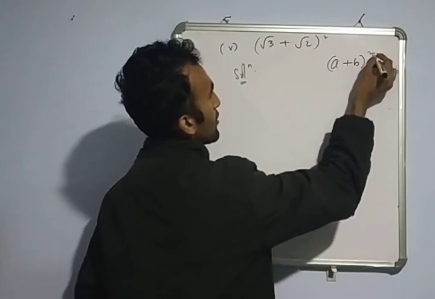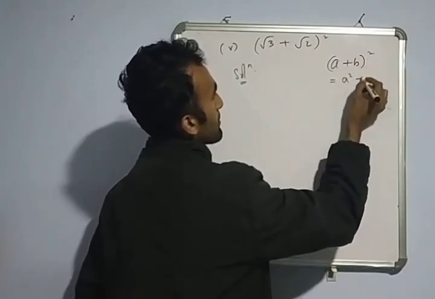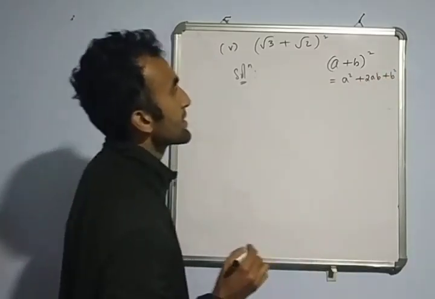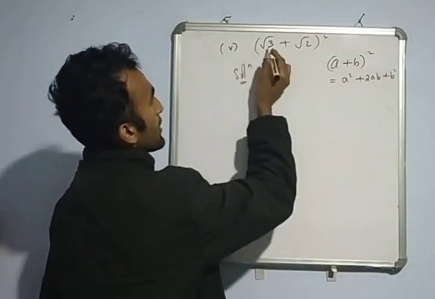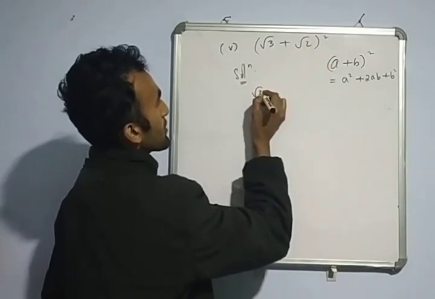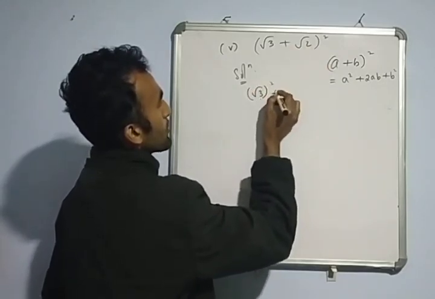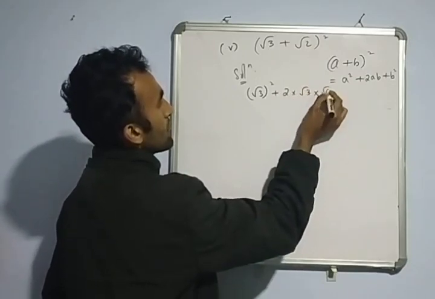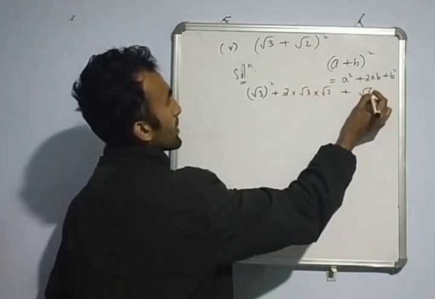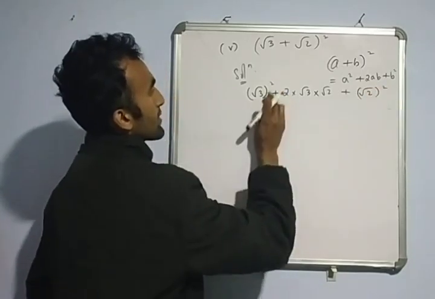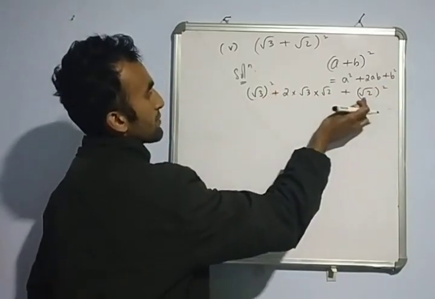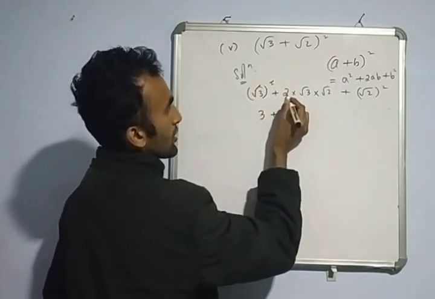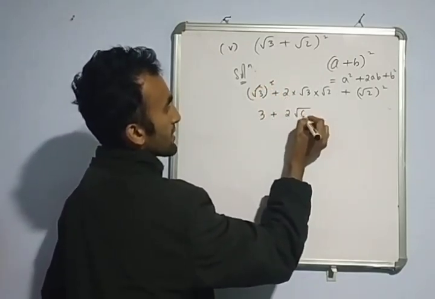A plus b whole square is a square plus 2ab plus b square. So remember the identity, a square plus 2ab plus b square. So a square is root 3 square, plus 2ab, where 2 is 2, a is root 3 and b is root 2, plus b square, which means root 2 square. Check: a square plus twice ab plus b square. Square and square root cancel. It becomes 3 plus 2 root 6.